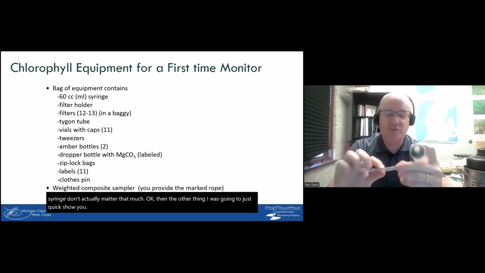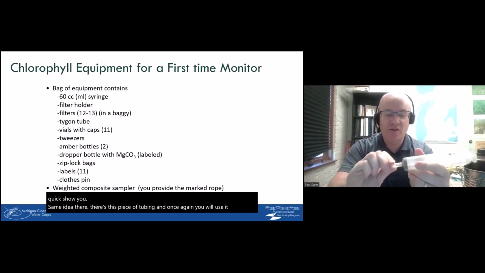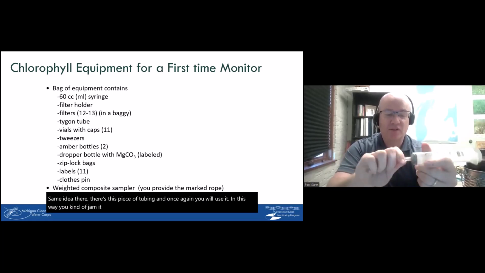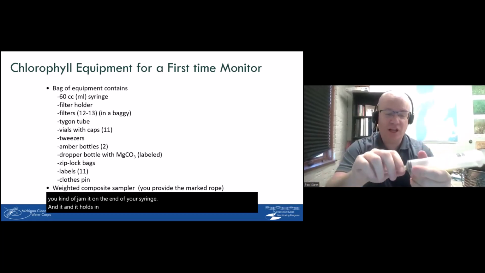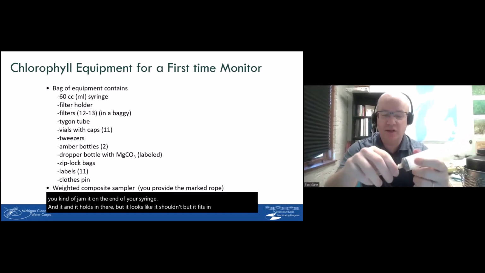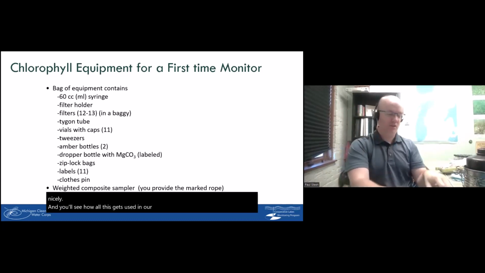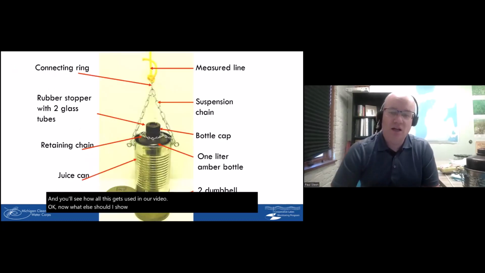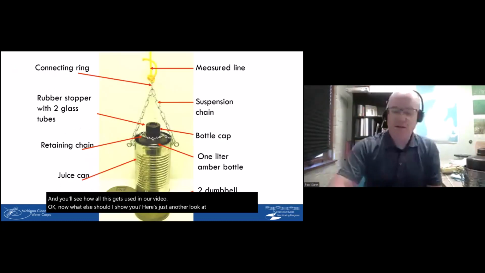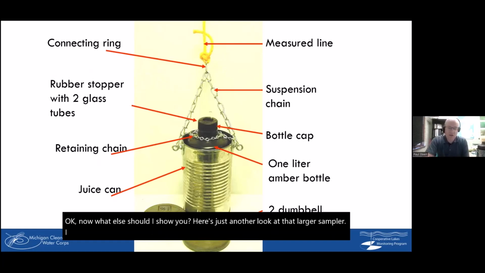Okay, then the other thing I was going to just quickly show you, same idea. There's this piece of tubing, and once again, you will use it in this way. You kind of jam it on the end of your syringe, and it holds in there, but it looks like it shouldn't, but it fits in there very, very nicely. And you'll see how all this gets used in our video. Okay, now what else should I show you? Here's just another look at that larger sampler. I think I covered all of that except the measured line, which we can talk about.